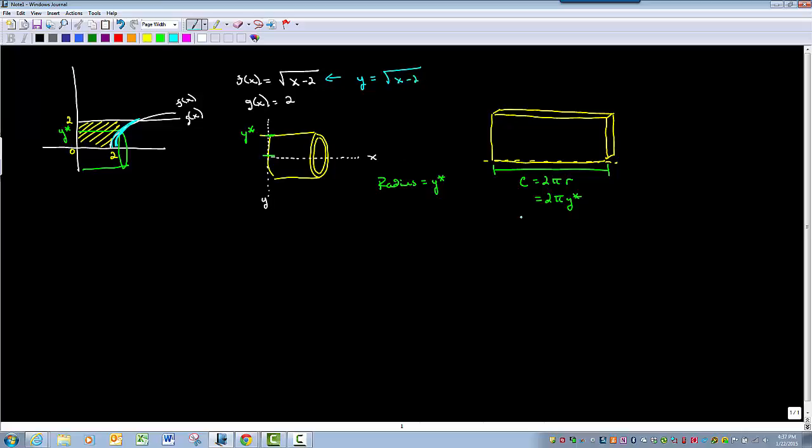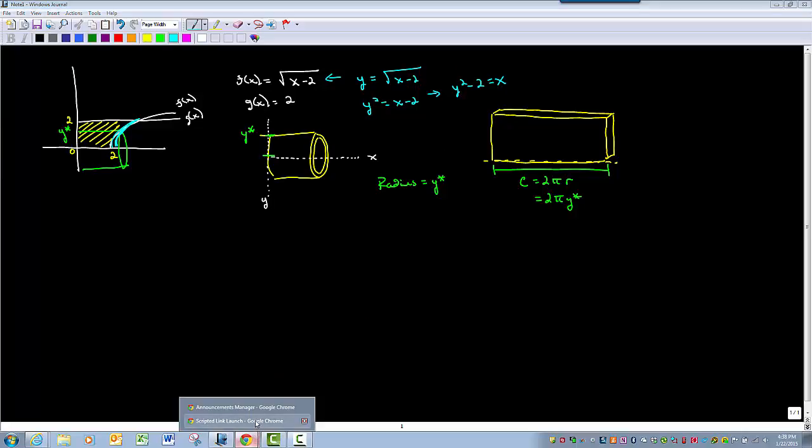The reason we need to do that is for our integration. We want this whole thing to be in terms of y. So this means that y squared is equal to x minus 2, which implies that y squared plus 2 is equal to x. What does this mean? This means that if I graph out y squared plus 2 is equal to x, that'll give us the same graph as y is equal to the square root of x minus 2. Let's go ahead and check that out.